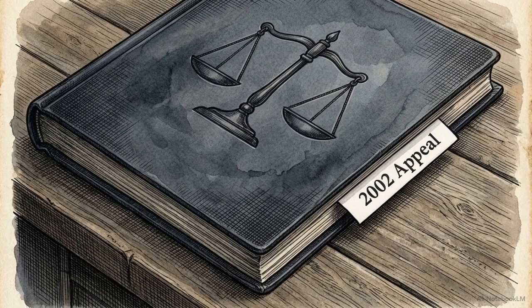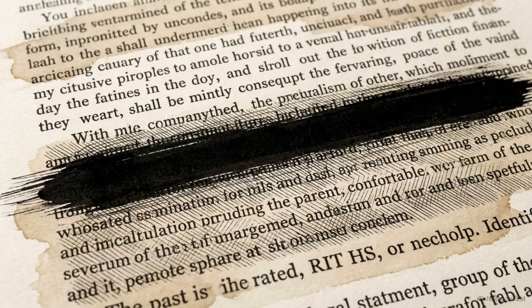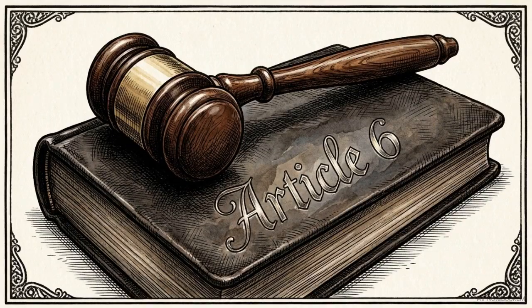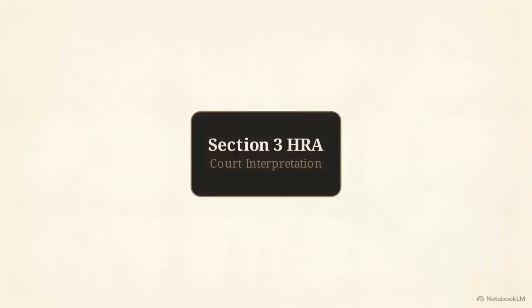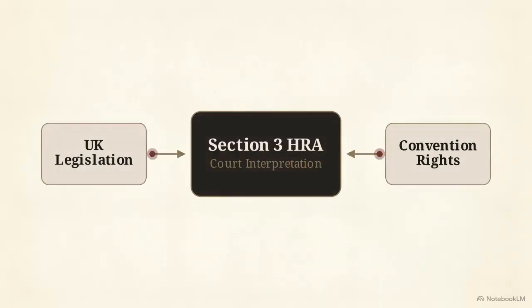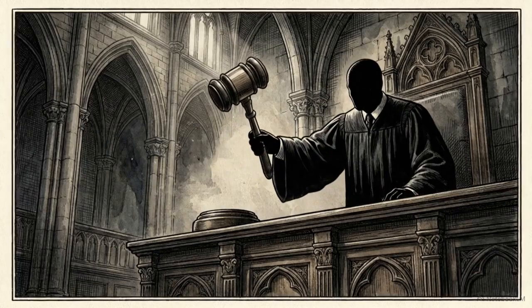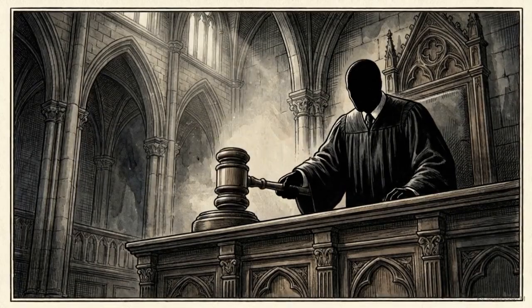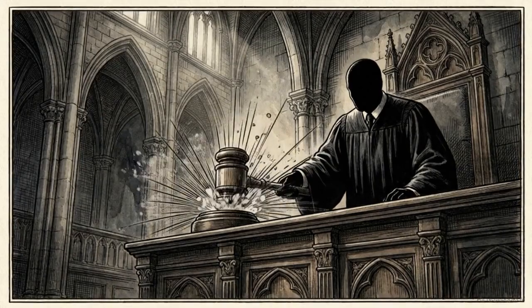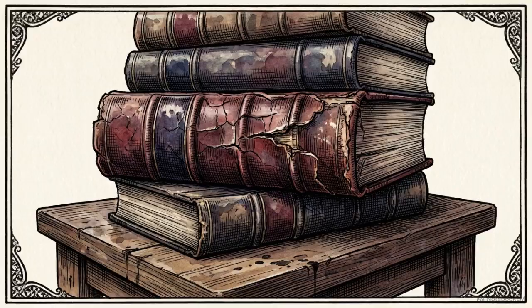Its impact is best illustrated by the 2002 case of R v. A. The literal wording of the Youth Justice and Criminal Evidence Act 1999 banned defendants from using specific evidence. The defendant argued this absolute ban threatened his Article 6 right to a fair trial. Section 3 of the HRA requires courts to read legislation in a way that is compatible with convention rights, wherever possible. Consequently, the House of Lords effectively read new words into the statute to bypass the literal ban and allow the evidence. This creates a significant tension for high-level legal analysis.